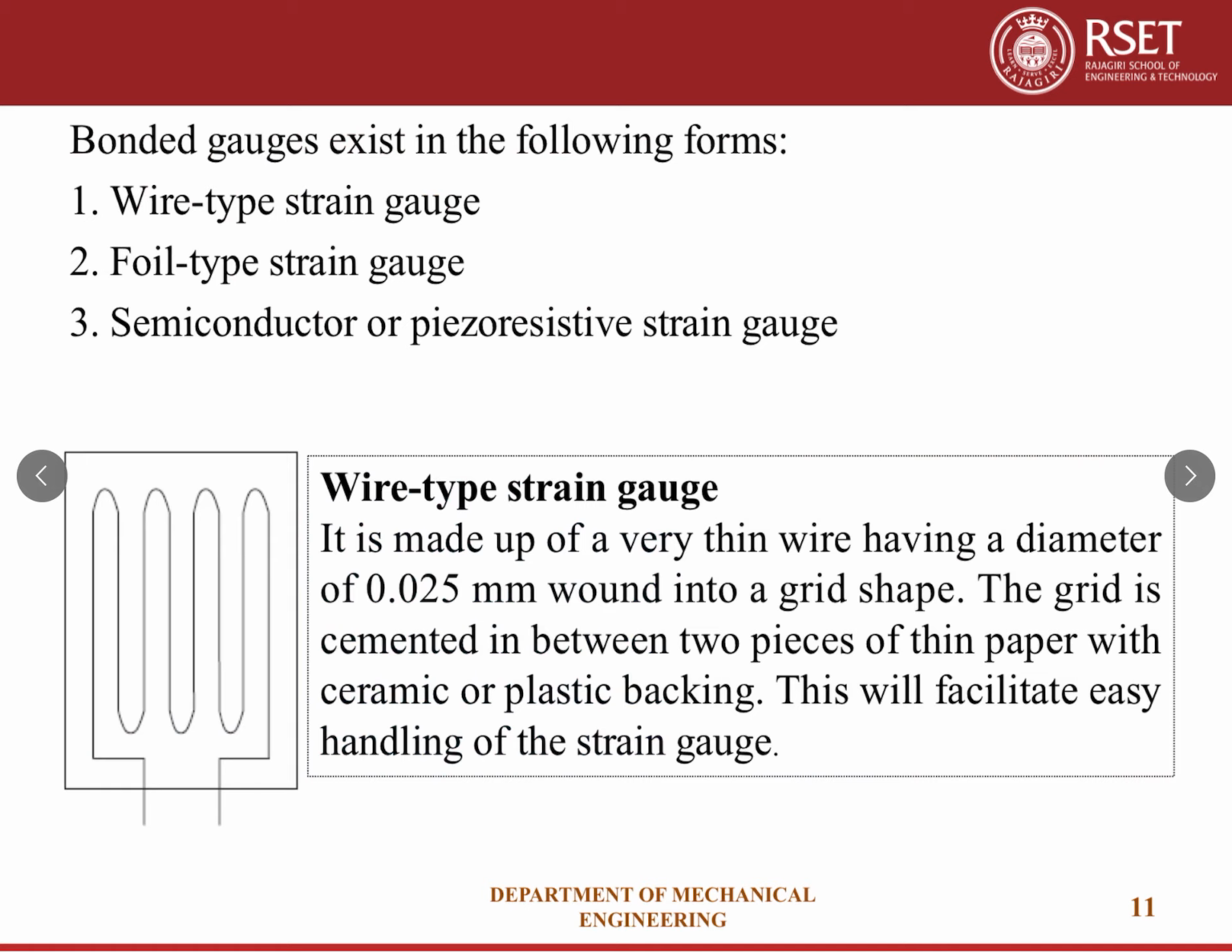The bonded gauge exists in the following forms: wire type strain gauge, foil type strain gauge, and semiconductor or piezo-resistive strain gauges. So wire type, we can see the grid element is thin wire of diameter 0.025 mm. The grid is cemented in between two pieces of thin paper with a ceramic or plastic backing. This will facilitate easy handling of strain gauges. So here a thin wire having a diameter 0.025 mm is wound into a grid.